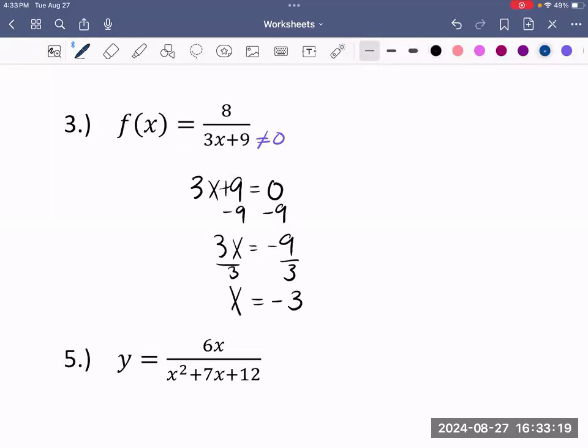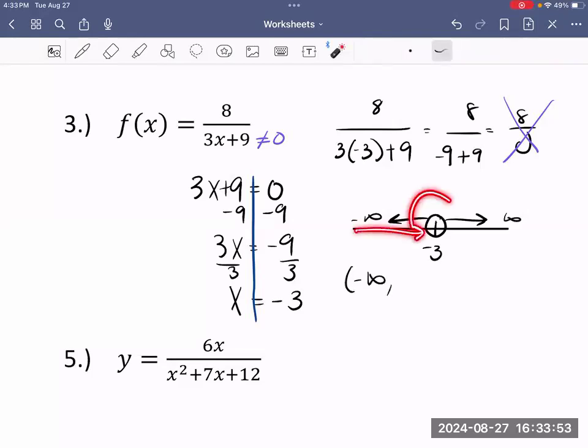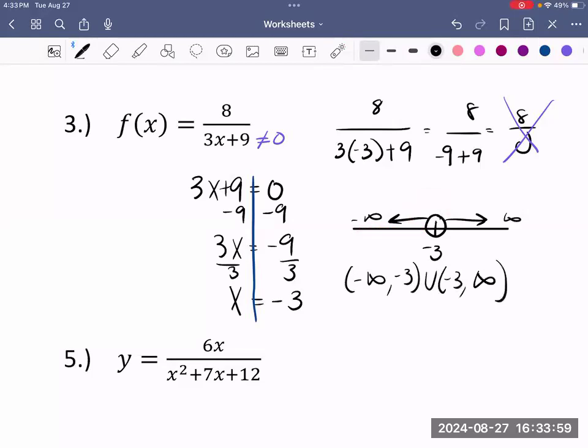Now we don't want that to happen. So we don't want x to be negative 3. If we plug in negative 3 into your equation, we get negative 9 plus 9, which is 0. This is what we don't want to happen. So on your number line, as far as your domain goes, negative 3 is the number to avoid. We're going to go on either side of negative 3, from negative infinity all the way to negative 3, jump over negative 3, and then continue.